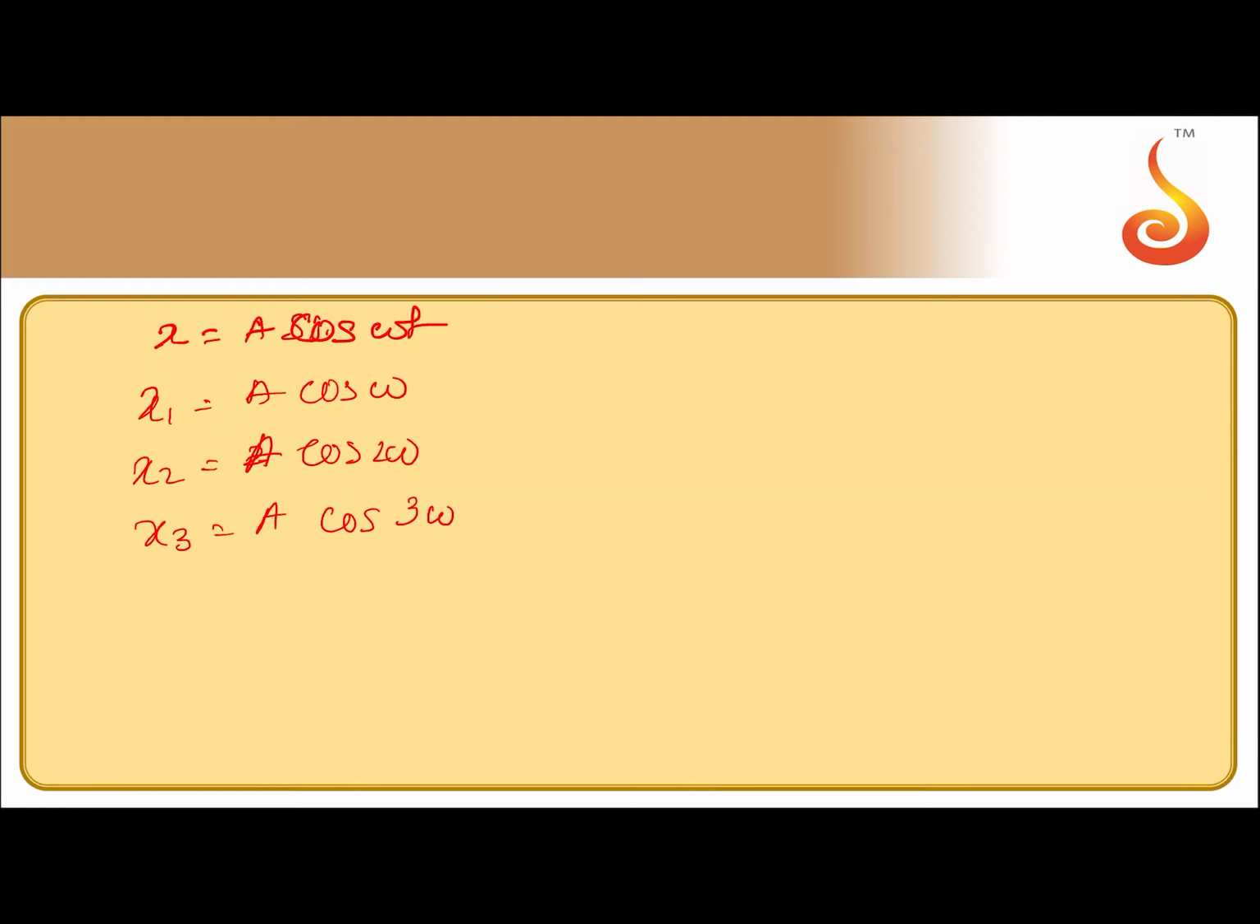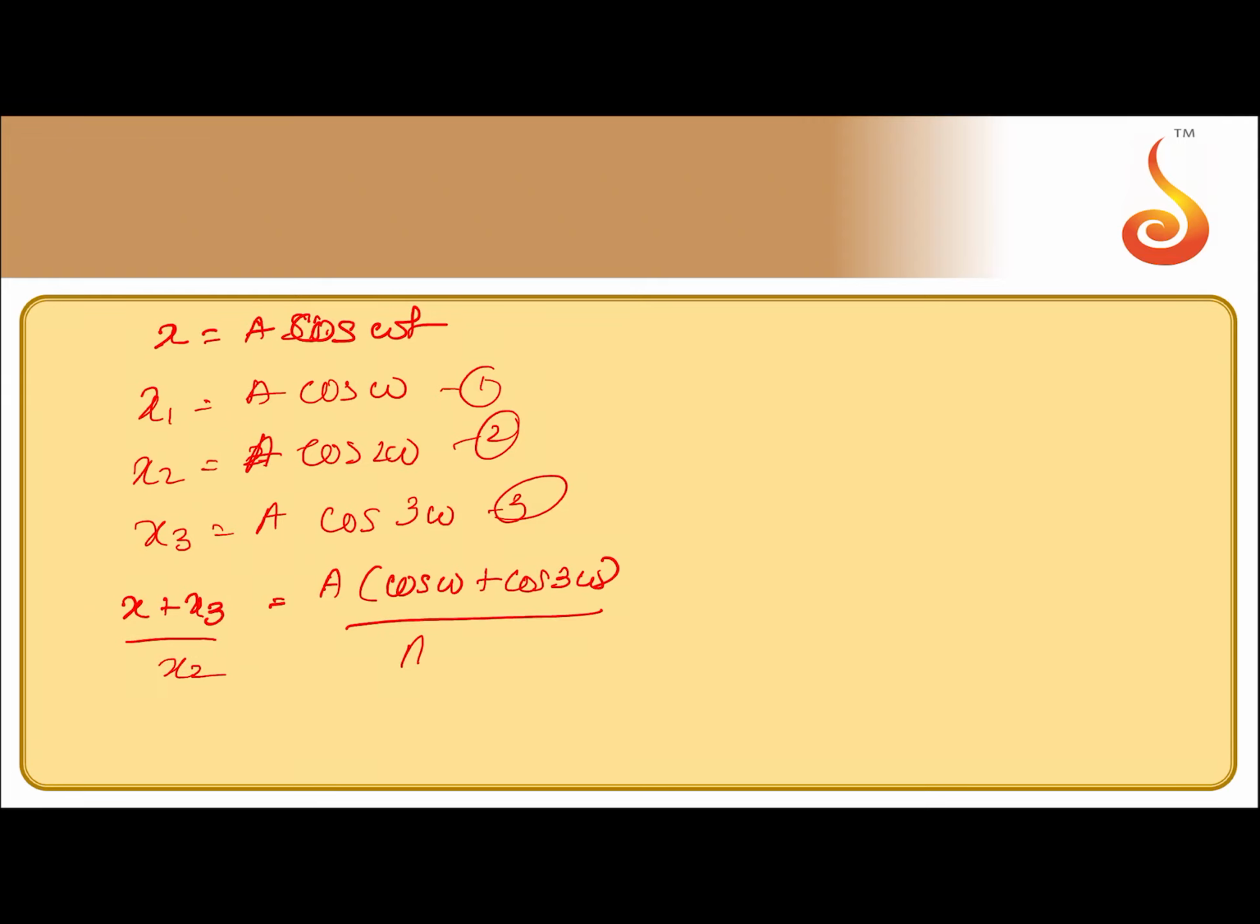Observe that the question says x1, x2, x3 are measured from the center. Now this is equation 1, equation 2 and equation 3. Let me consider equations 1 and 3, add them. x1 plus x3 is equal to a cos omega plus cos 3 omega, right? And I have x2, which should be equal to a cos 2 omega.